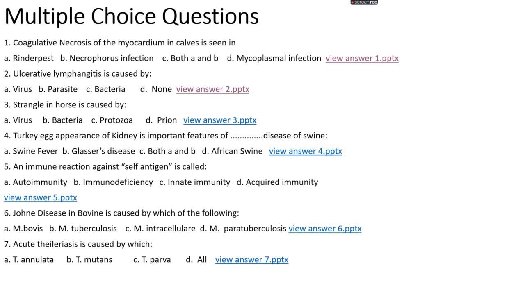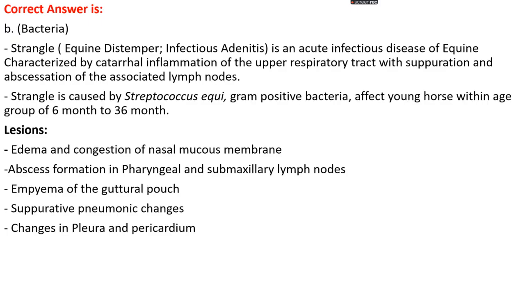Okay. Question number 3. Strangles in horse is caused by option A, virus, option B, bacteria, option C, protozoa, option D, prion. The right answer is option B, that is bacteria. Strangles, which is also known as equine distemper or infectious adenitis, is an acute infectious disease of equine. It is mainly characterized by catarrhal inflammation of the upper respiratory tract with suppuration and abscess formation of the associated lymph nodes.